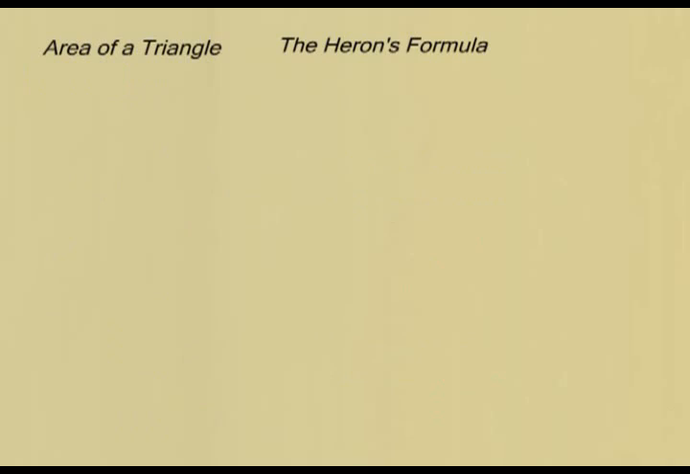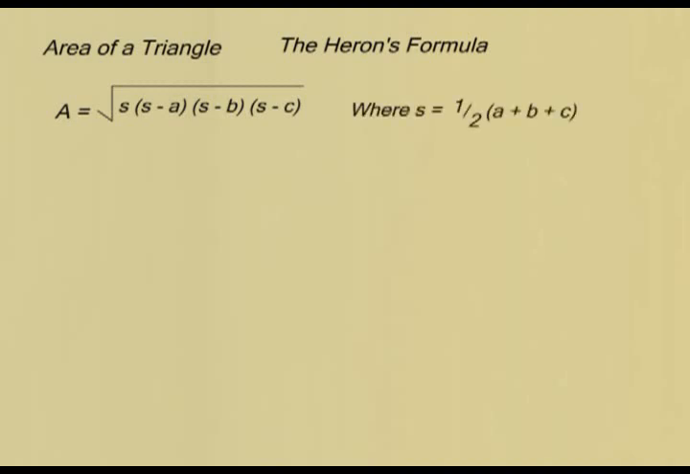Another formula, the Heron's formula. Sometimes you could have all the 3 sides of a triangle but not a single angle. But you can still calculate and find the area of that triangle using the Heron's formula. For a triangle with sides a, b, and c, area is equal to the square root of s into s minus a times s minus b times s minus c, where s is half the perimeter of the triangle. That is, s is equal to a half a plus b plus c.